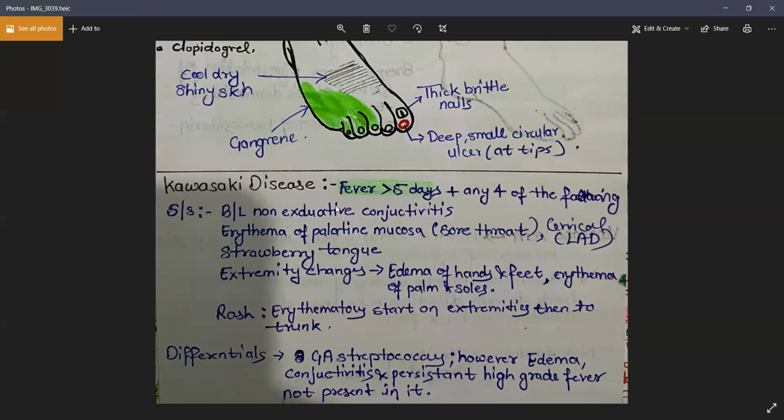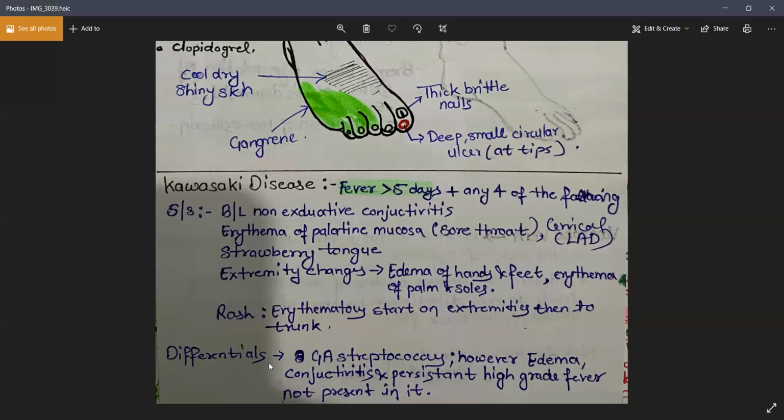First, the fever is more than 5 days. Second is the conjunctivitis, which is not the exudative type, because bacterial conjunctivitis is always exudative. Here there is just a redness of the eye. And the extremity changes are important. You will get a rash all over the body, just like scarlet fever. But along with the rash, you will have erythema over the palms and soles, as well as edema of the hands and feet. So the patient generally complains of swelling in the hands and feet, plus a very reddish, erythematous rash that starts on the extremities and then goes to the trunk.